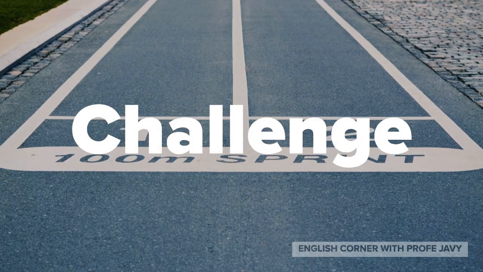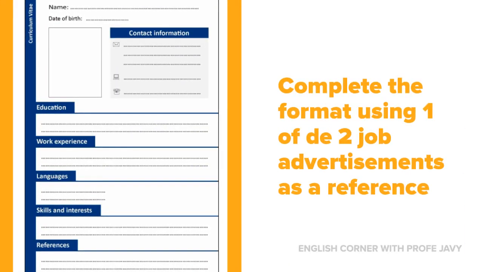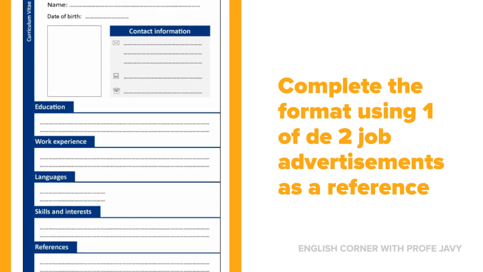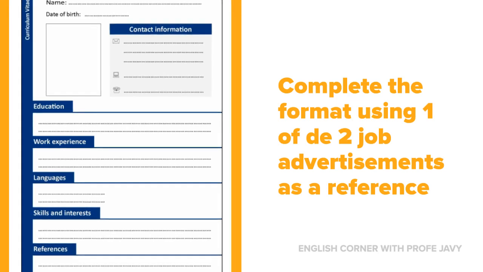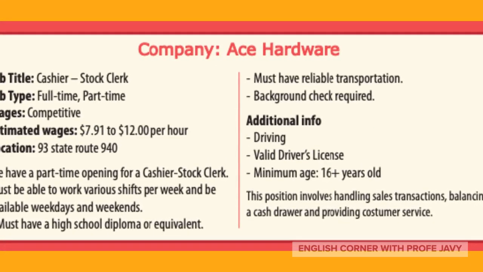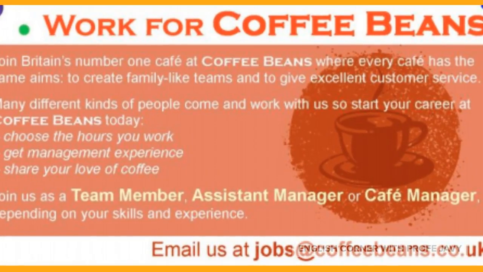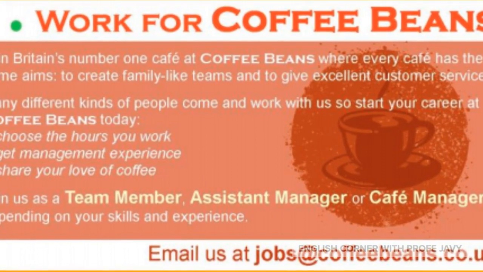Now, let's see what you had to do for the challenge. The challenge was to complete this format using one of the 2 job advertisements as a reference. Now, let's see the 2 job advertisements. This is job advertisement number 1, Company Ace Hardware. This is job advertisement number 2, Work for Coffee Beans.